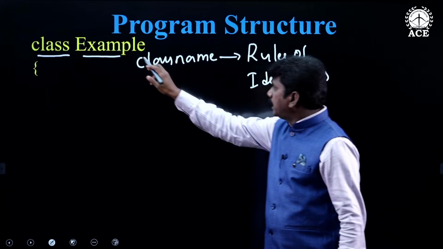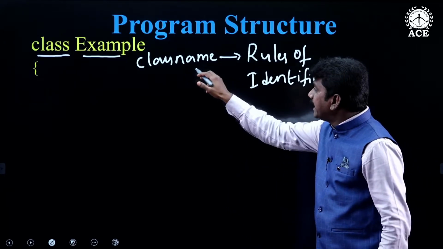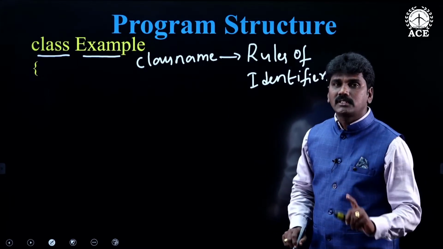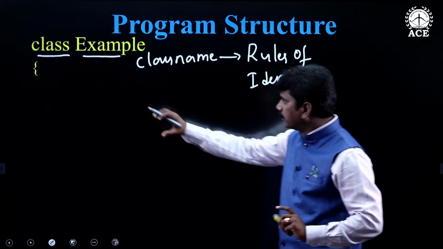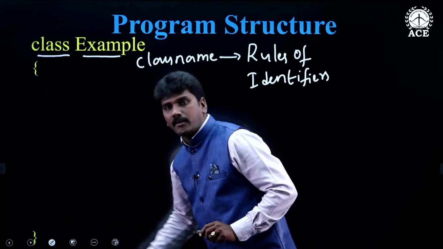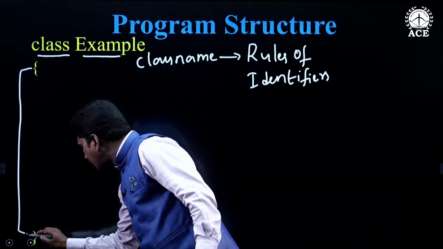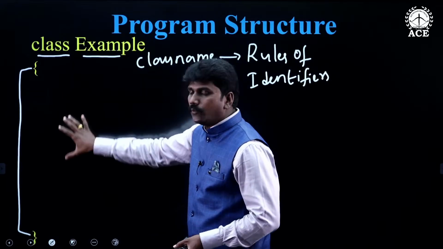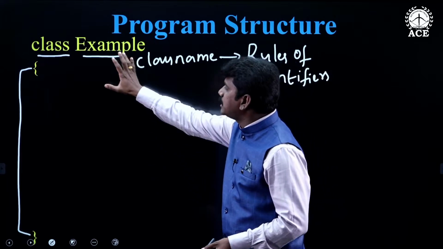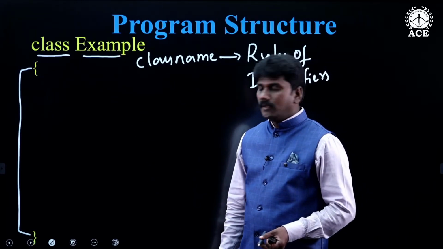The only thing is, we can take any name as the class name, but while taking the class name, the condition is it has to follow the rules of identifiers, and then the class will be opened and also closed. This is the entire scope of the class. So whatever code we write in between belongs to this class only, of the name Example class, right?